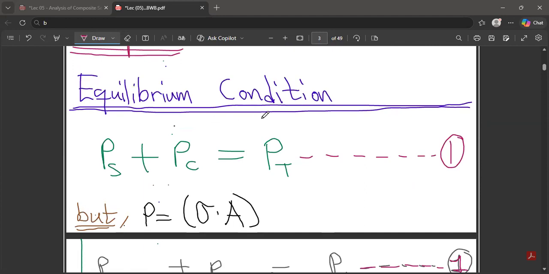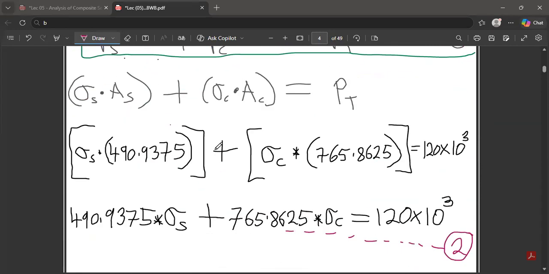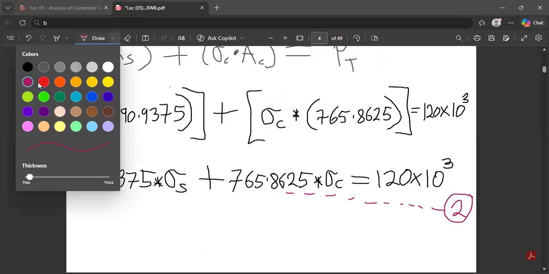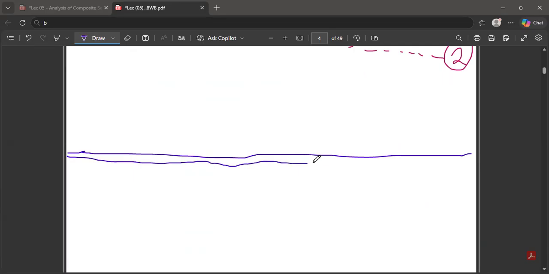Now we are done talking about the equilibrium condition. We want to talk about the compatibility condition. We say that we are solving the problem, but it will always be expressed in the form of what? Equilibrium condition and compatibility condition. So once you are done with the equilibrium condition, you have to come to the compatibility condition. So this is my compatibility condition.